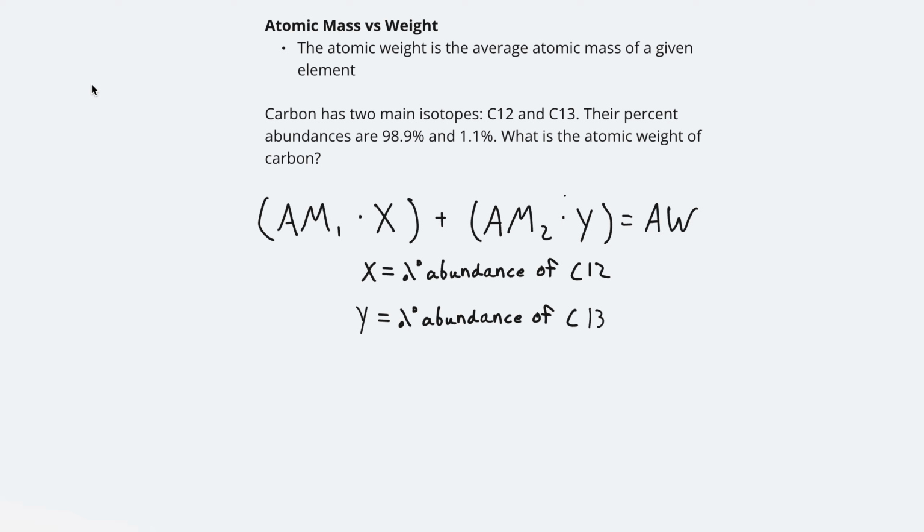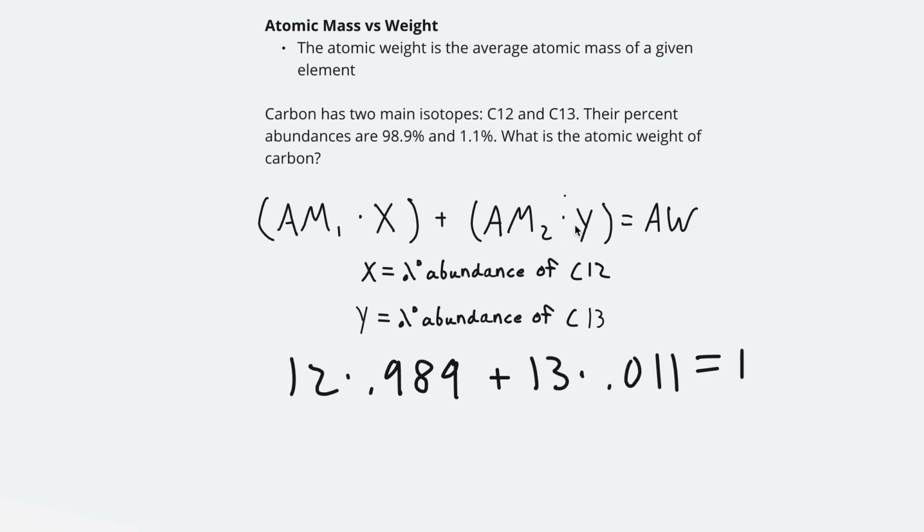So our equation here is the atomic mass of isotope 1 times X, and X is the percent abundance of carbon-12. So that's going to be 98.9, but we're going to use the decimal form, so that's going to be 0.989. So we're just going to start filling out our equation. So first we have 12 times 0.989. And we're going to add, the next thing is the atomic mass of carbon-13, so that's 13 times 0.011, because 1.1% in decimal form is 0.011. And then we're just going to add those two together, and that gives you 12.011 for your atomic weight.